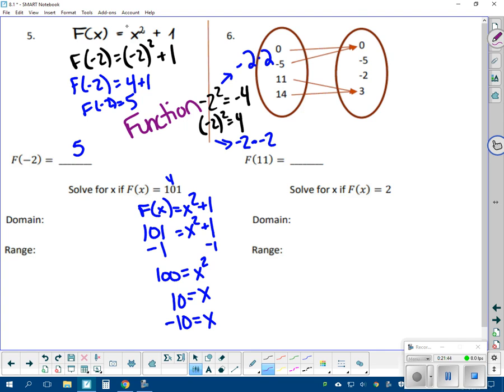What's the domain? Is there anything you couldn't plug in for the x? Can you plug in negatives? Yes, we already did. Positives? Sure. 0? Sure. Anything you couldn't plug in? Fractions, decimals? No. All real numbers then.